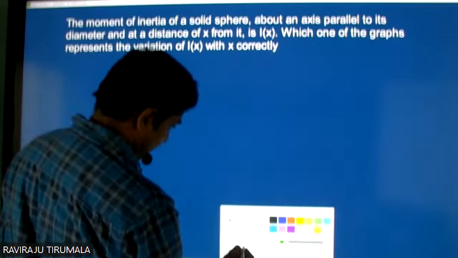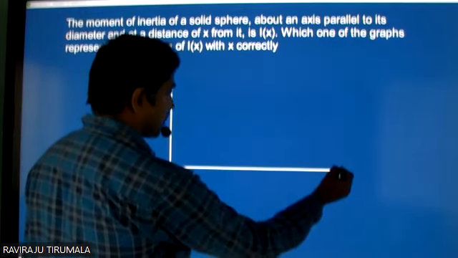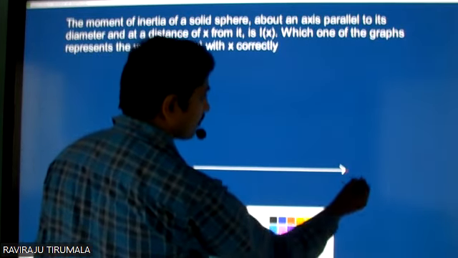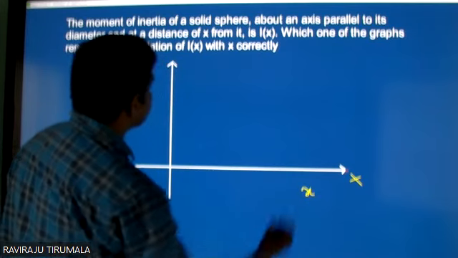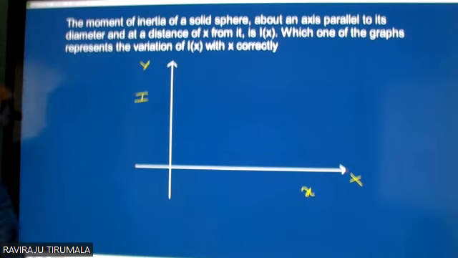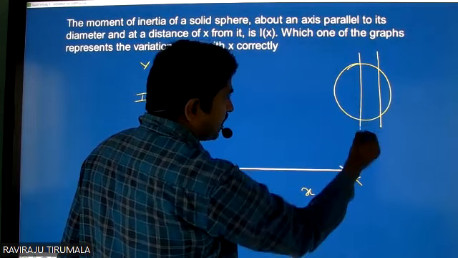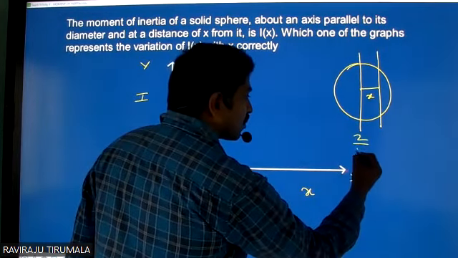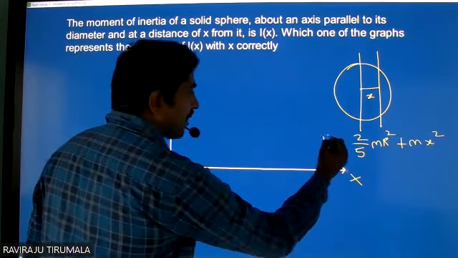Let me consider that this is y-axis and this one is x-axis. Okay, on x-axis you can take the distance, on y-axis you can take moment of inertia. About which axis they are asking here? Parallel to its diameter. If any sphere is taken like this, parallel to its diameter, this is the diameter at distance x. You can apply parallel axis theorem only, na? What is the general formula? 2 by 5 mr square plus m into x square. That is equal to final moment of inertia.